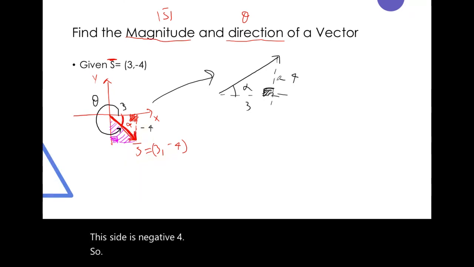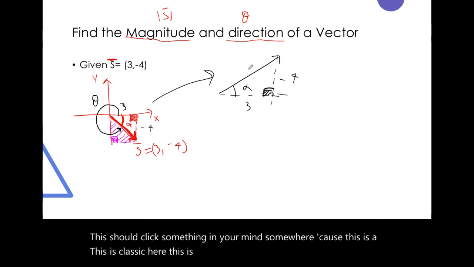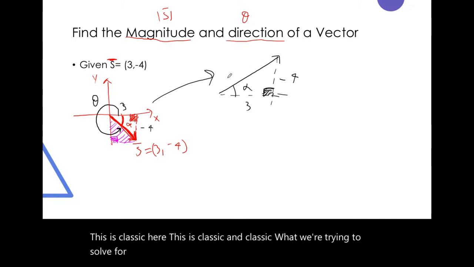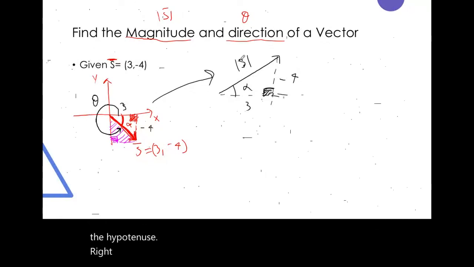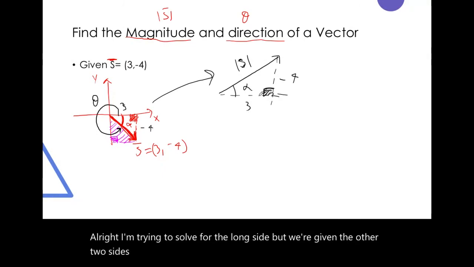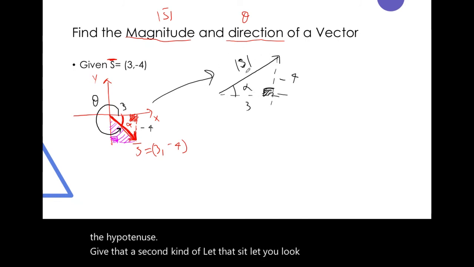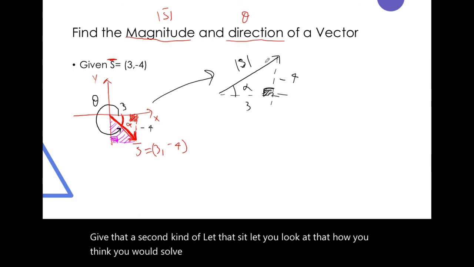So this should click something in your mind somewhere. This is classic, classic what? We're trying to solve for the hypotenuse, the long side, but we're given the other two sides. Give that a second, let that sit. How do you think you would solve for the hypotenuse, or what the magnitude is?